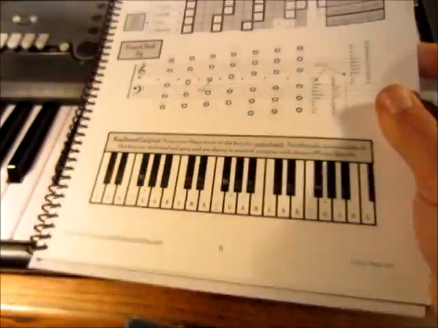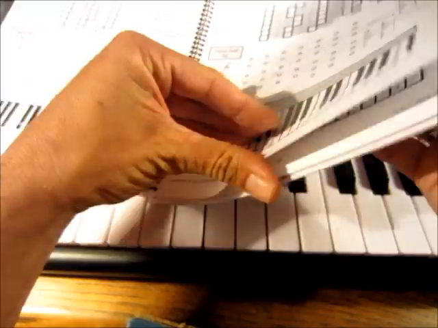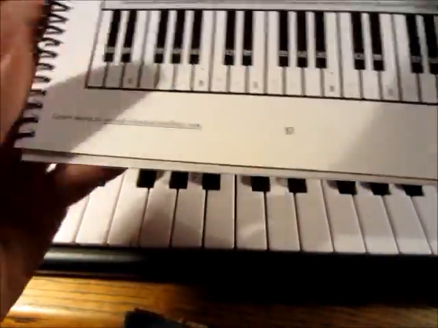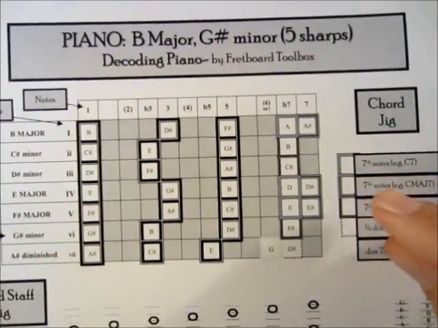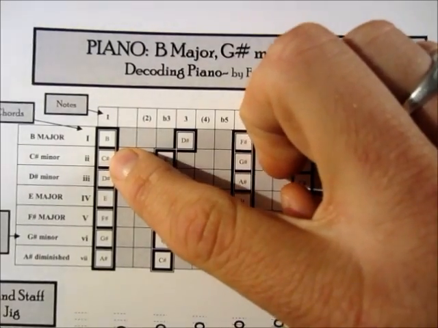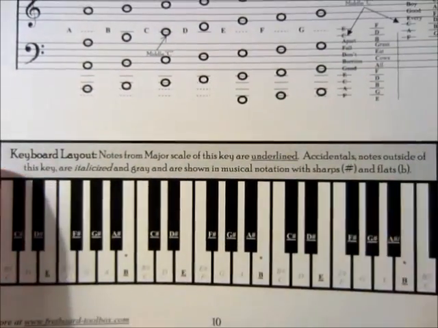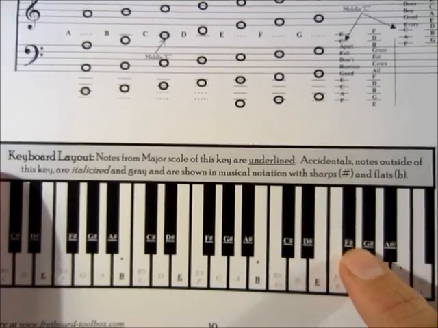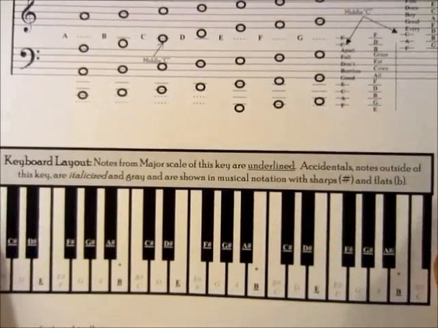So in a more complicated key, let's say a song is written in a key that has 5 sharps in it, like B major, I'm going to know that the C's, D's, F's, G's, and A's are all my sharps. So if I look down here, I can see that I can play B, C sharp, D sharp, E, F sharp, G sharp, A sharp, and back to B. And that's my B major scale.